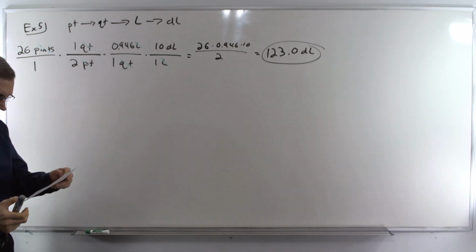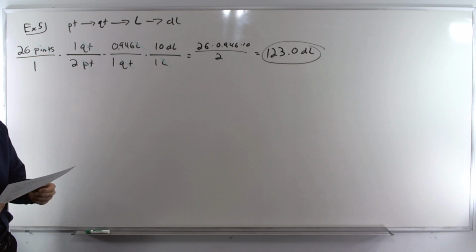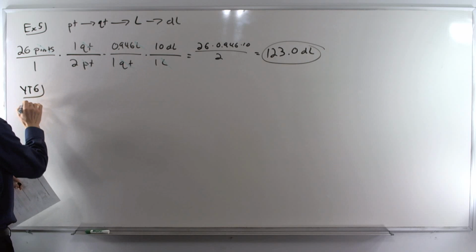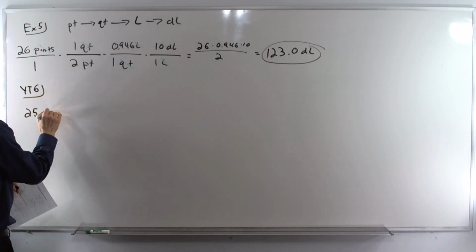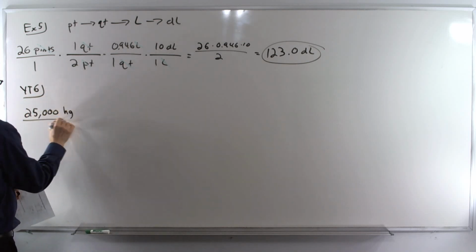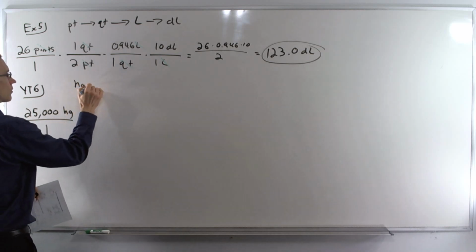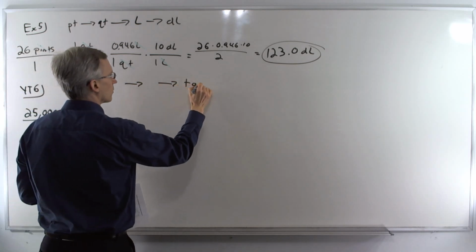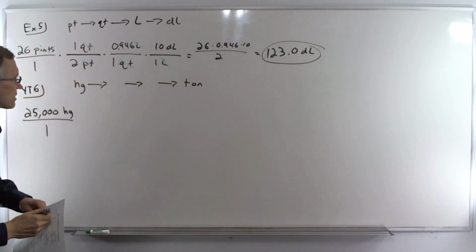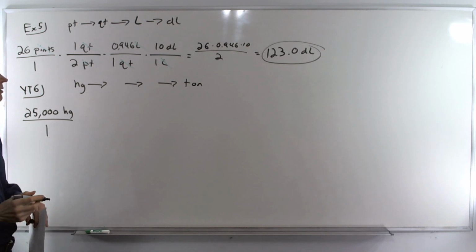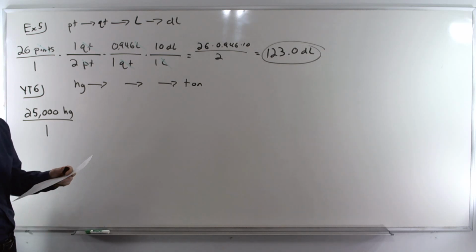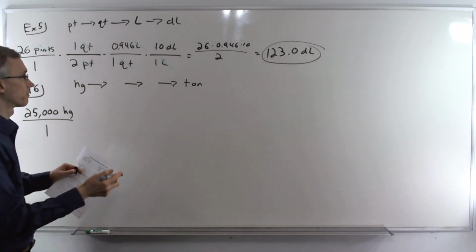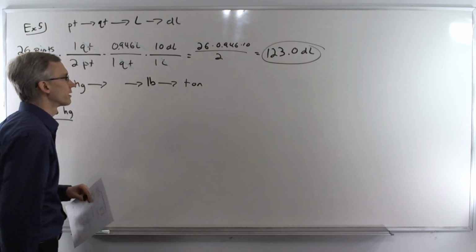Your turn, number 6. Convert 25,000 hectograms to tons. All right, we need to go from hectograms to something to tons. Well, sometimes it's helpful to work backwards. So look at ton. There's only one conversion factor in the whole thing, and that's the pounds. So I'm going to put pounds there.